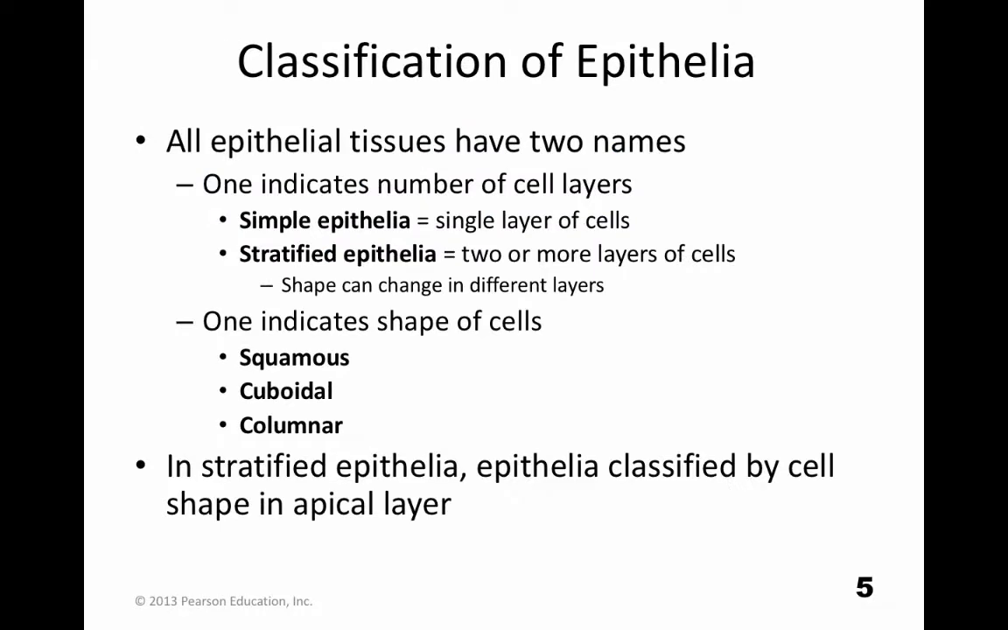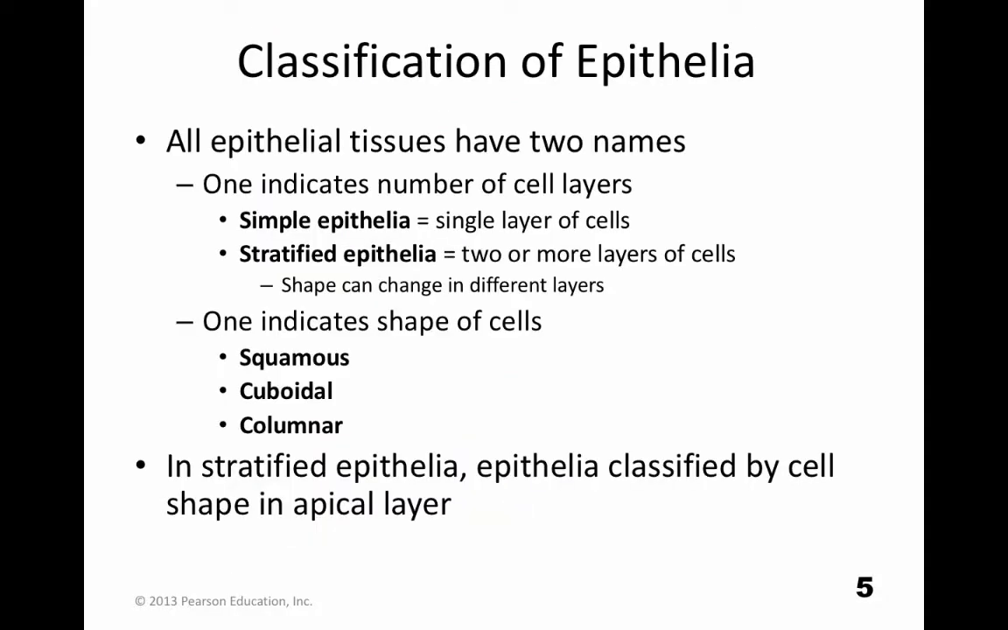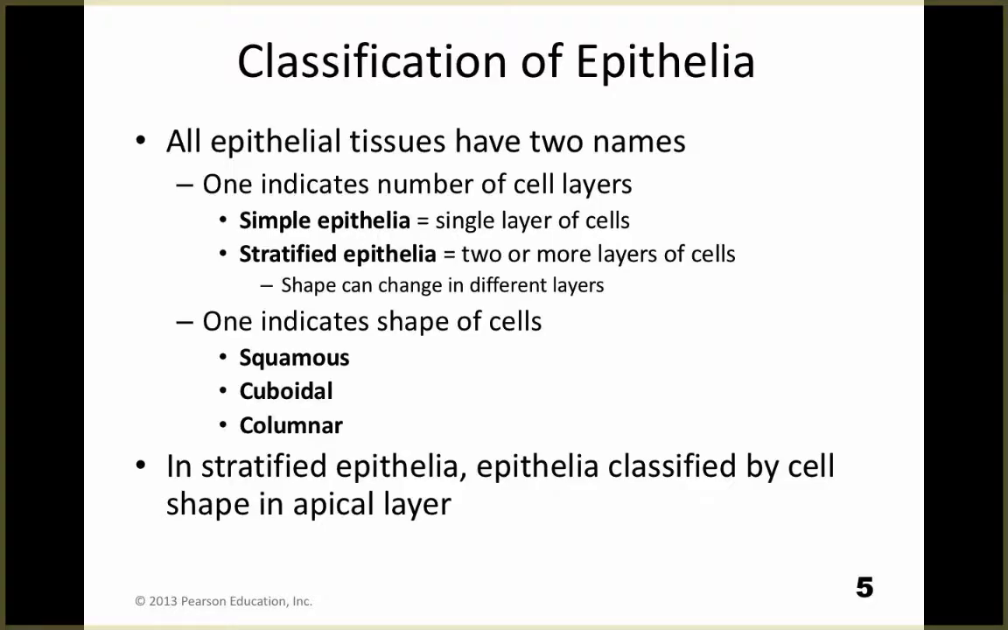When we're talking about classifying epithelial tissue, all epithelial tissue will have two names. One will indicate the number of the cell layers. So you can see on here it says simple epithelial or stratified epithelial. Simple basically means there's only one layer of cells. Stratified means that there are two or more layers of cells.